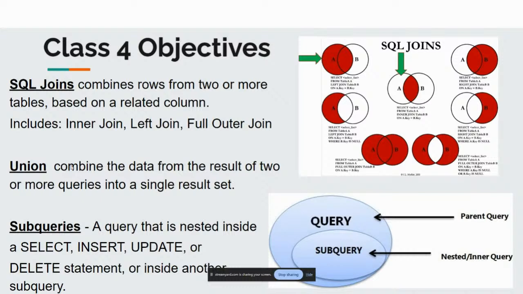A union combines data from the result of two or more queries into a single result set. So that's where you're appending the two data sets. You have a top data set and then you have a bottom. You could actually do this multiple times, but sometimes it's useful to have one query and a second query that have common columns, and you're just copying and pasting them on top of each other.